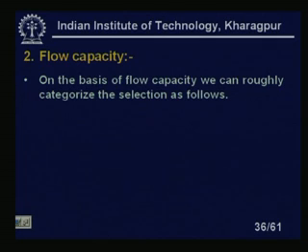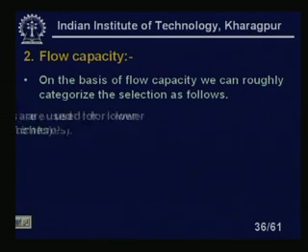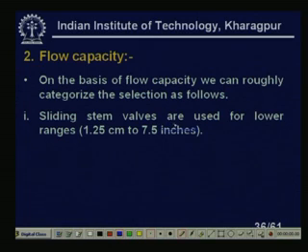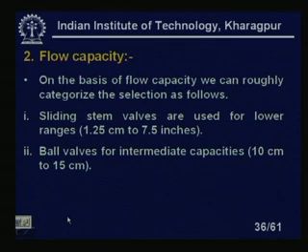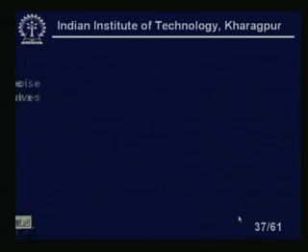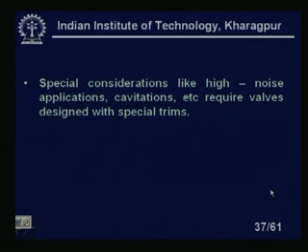On the basis of the flow capacity, we can roughly categorize the selection as follows. Sliding stem valves are used for lower ranges, 1.25 centimeter to 7.5, I am sorry, this will be in centimeter, right. Ball valves in intermediate capacities, it is coming to 10 centimeter to 15 centimeter. Butterfly valves for very large sizes, 20 centimeter and above. Special considerations like high noise application, cavitation etc. require valves designed with special trims. Okay. Trims, as I told you, it is an entire assembly we are talking about.